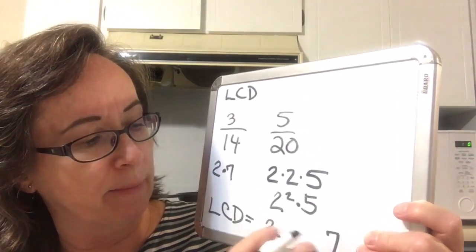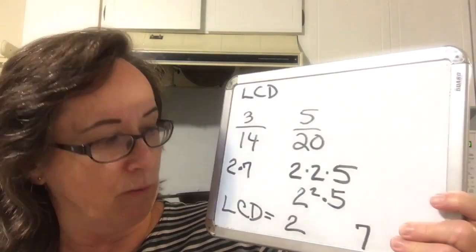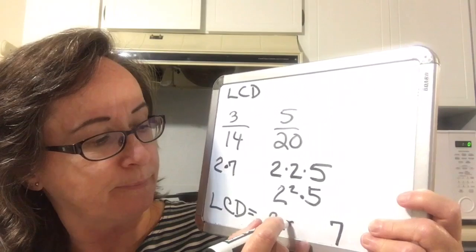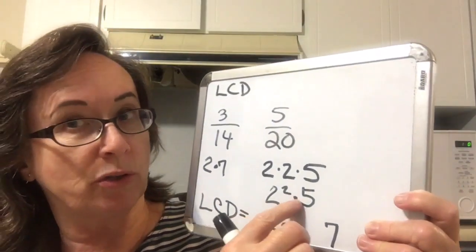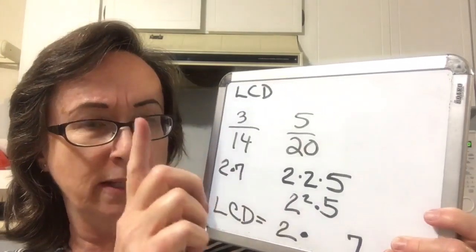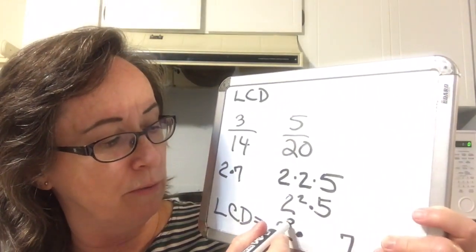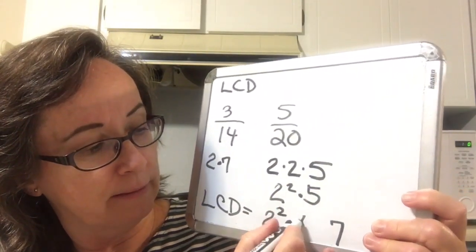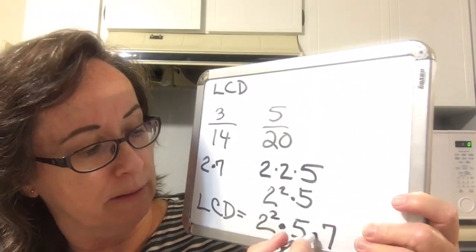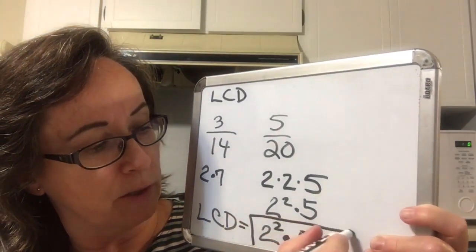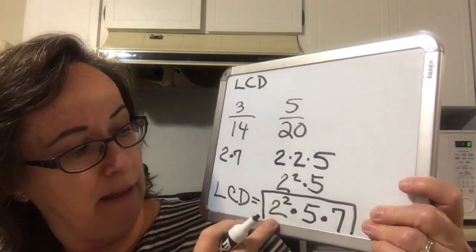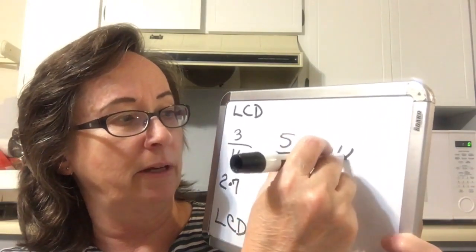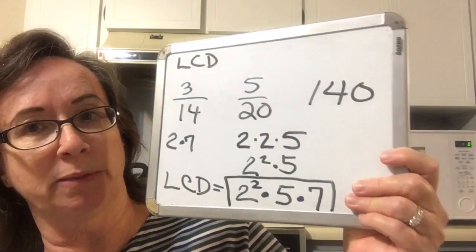Usually when we write a common denominator, we write it in ascending order from smallest to greatest. So I'm going to write down the 2 and the 7. Then when I get over here, I've got a 2 squared. Since I have two 2's in one denominator, I must have two 2's in my LCD. So I'm going to put a 2 squared, and I need a 5. So the smallest number that both denominators will go into is going to be 4 times 5 is 20, times 7 is 140.